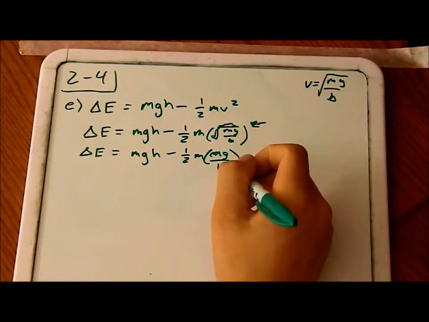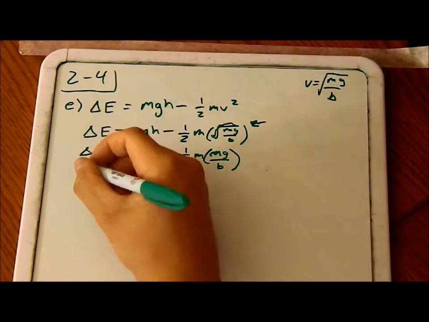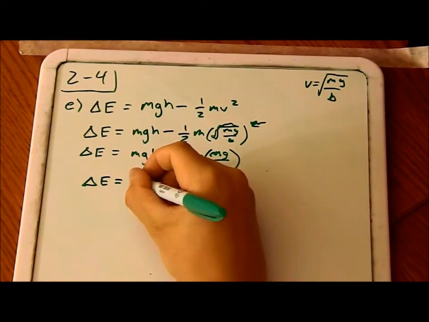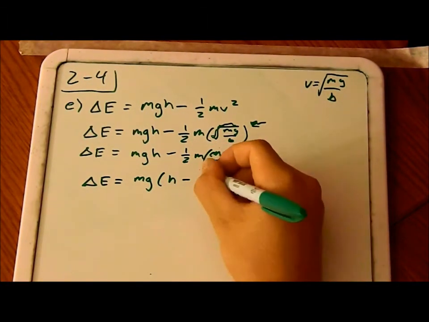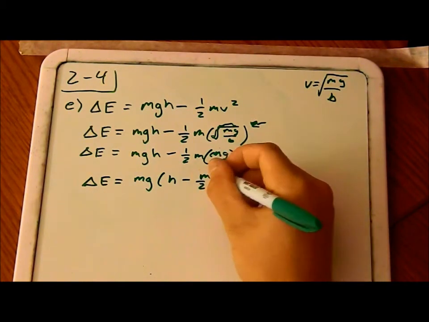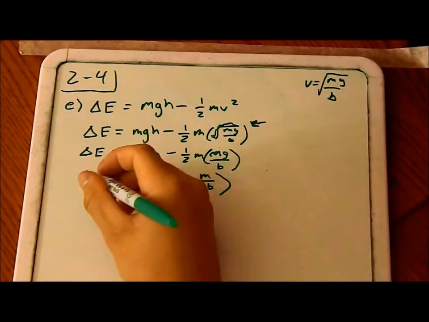Now we can factor out an m and a g. So we have total energy equals mg, and we're left with h minus m over 2b. And that's our answer.